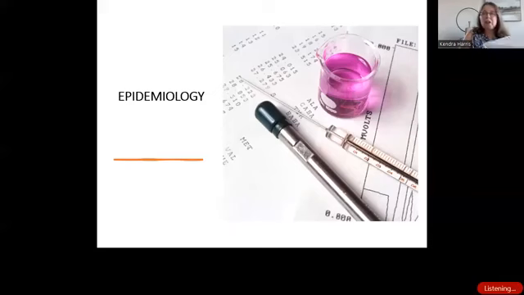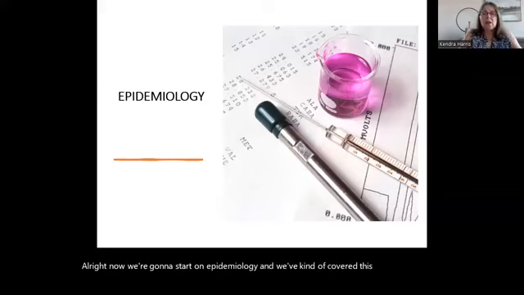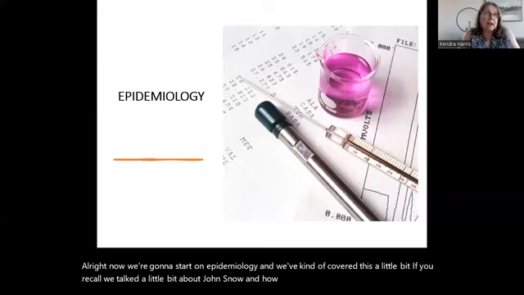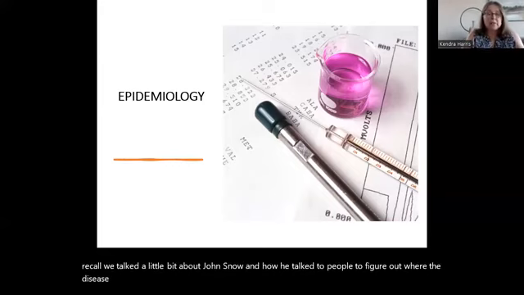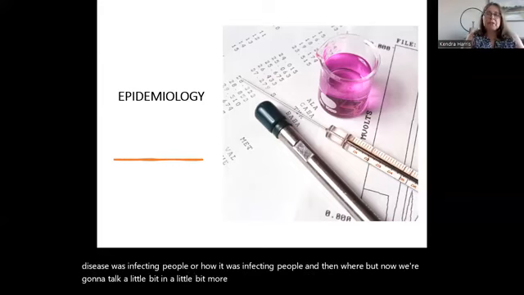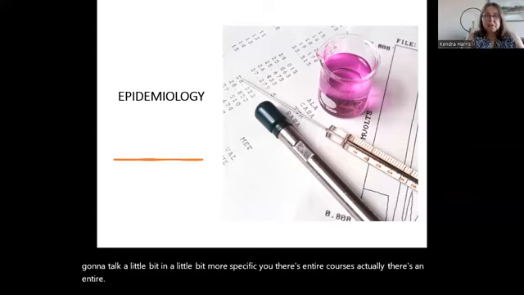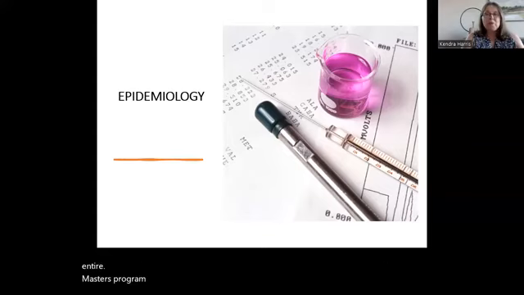All right, now we're going to start on epidemiology, and we've kind of covered this a little bit. If you recall, we talked a little bit about John Snow and how he talked to people to figure out where the disease was infecting people or how it was infecting people and then where. But now we're going to talk a little bit more specific. There's entire courses. Actually, there's an entire master's program in epidemiology. So we're really just going to kind of touch the surface, but that's what we're going to do.